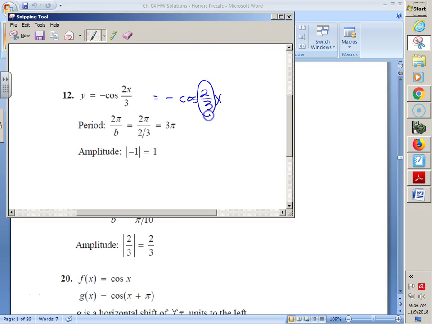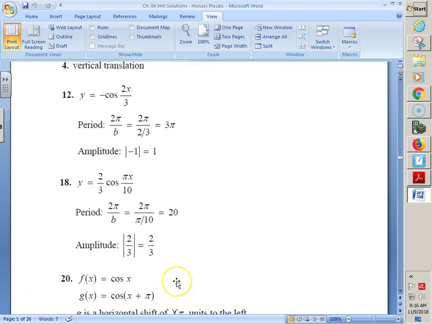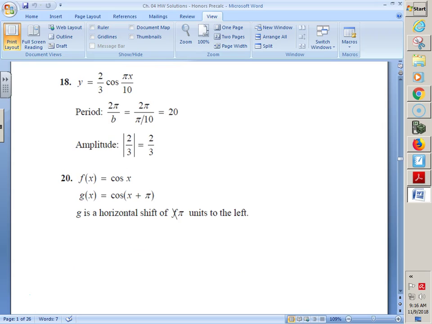So my b was 2/3, hence why 2 pi over 2/3 is the same thing as 2 pi times 3 over 2. That's how we ended up with 3 pi. Amplitude is always, always, always positive. Negative reflection. So hopefully number 8, you guys caught the same thing. Pi over 10 is my b. So I have to do 2 pi times 10 over pi.